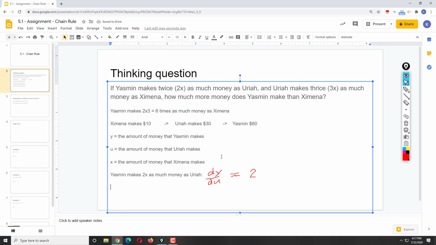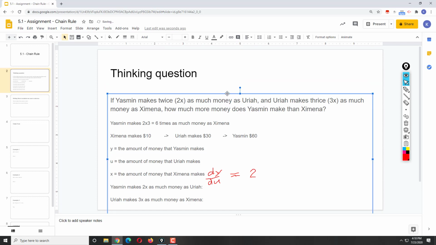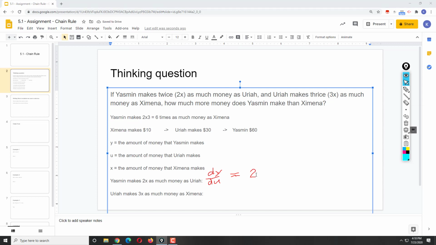Next, it says Uriah makes 3 times as much money as Jimena. What that is saying is that du, the amount of money Uriah is making, over dx, Jimena's amount, is equal to 3. And we concluded from this that therefore, Yasmin makes 6 times as much money as Jimena.